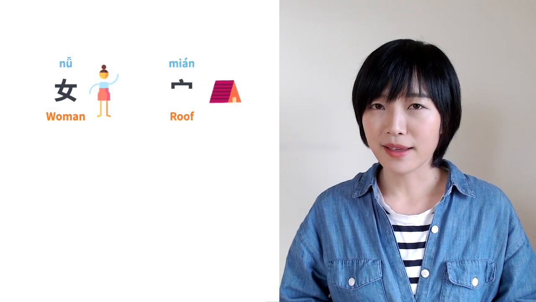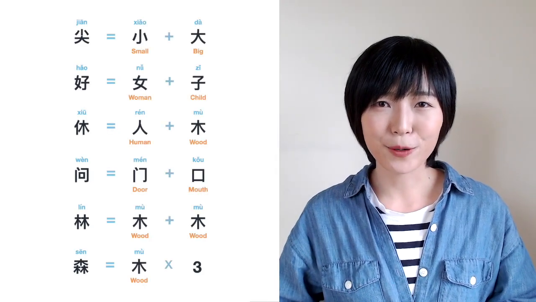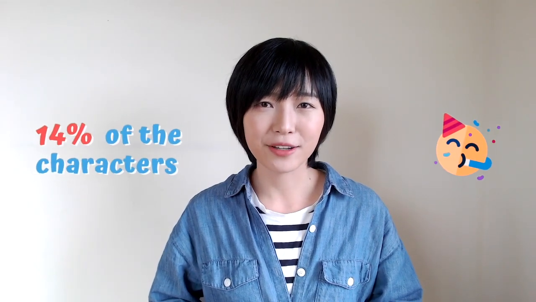A woman, 女, below a roof, 宀, to form the word safe, 安. A hand, 手, over an eye, 目, we can get the word to watch, 看. Here are some more examples. Knowing this rule can help you understand around 14% of Chinese characters.